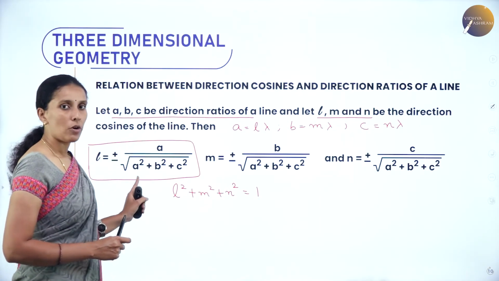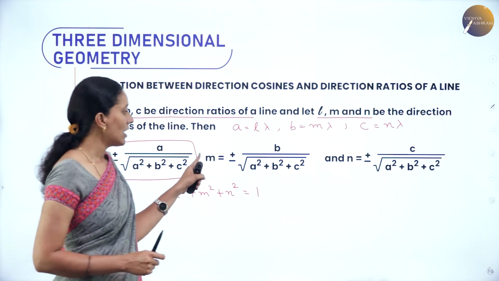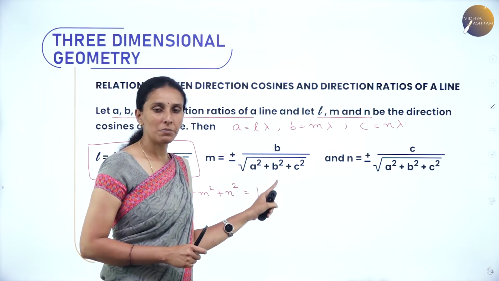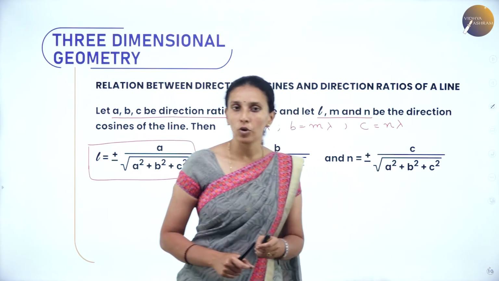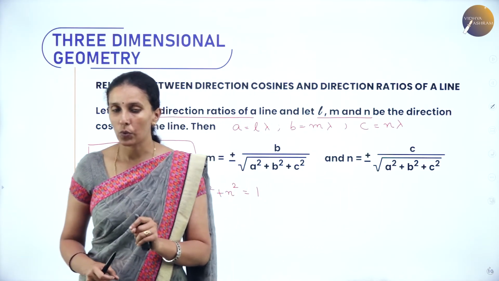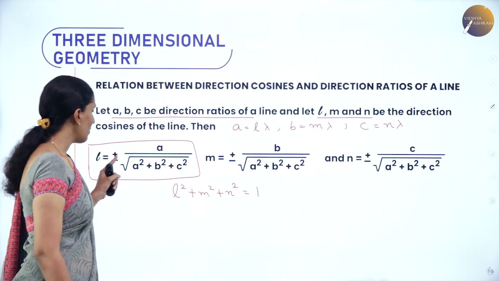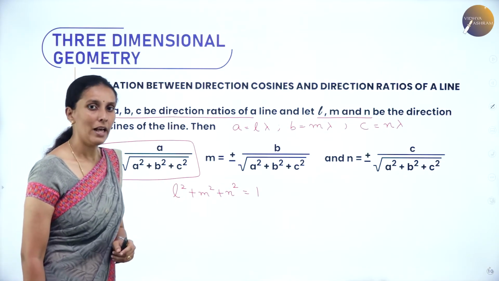So L is A by square root of A square plus B square plus C square, M is B by square root of A square plus B square plus C square, and N is C over square root of A square plus B square plus C square. The sign may alter, so it may be both positive and negative.